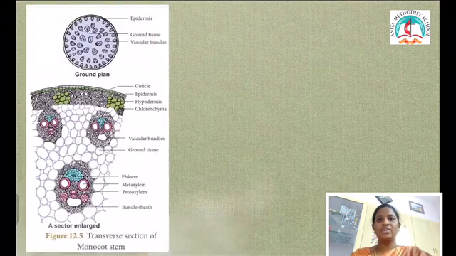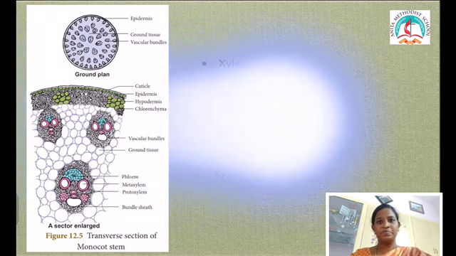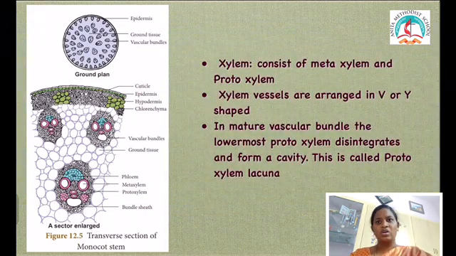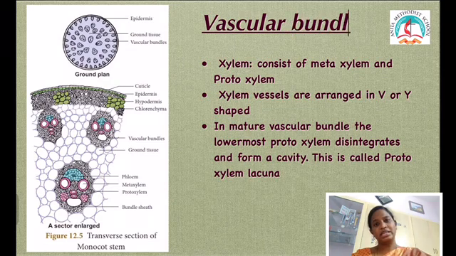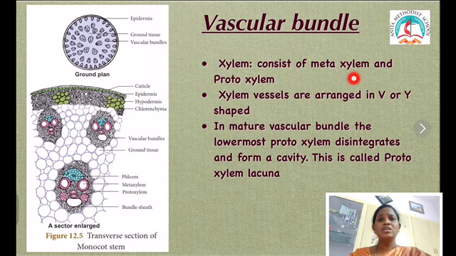Vascular bundles consist of xylem and phloem. Xylem consists of protoxylem and metaxylem. We already discussed what protoxylem and metaxylem are in the previous class. These xylem vessels are arranged in a V or Y shape. You can see in the picture, the pink color circles are xylem. Can you see the arrangement of xylem? It is either in V shape or in Y shape.